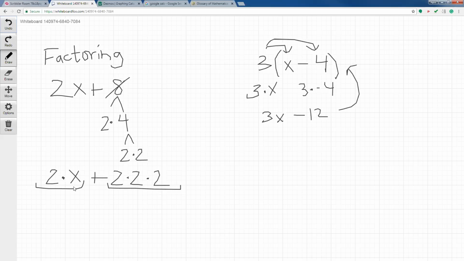Because what we want to do is look for, from this first group and from the second group, what do they have in common? What's something that's in the first and in the second group? 2. The only thing they have in common is one of these 2's. So when we distributed, that 2 that was initially in front got used 2 times. So it was here twice, but it was originally only written once.